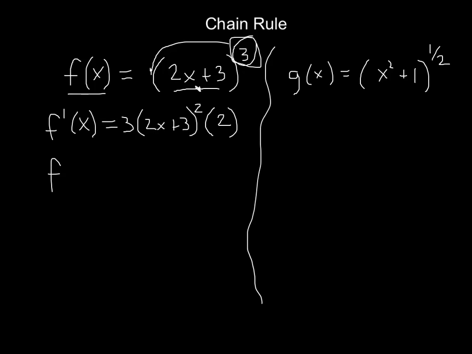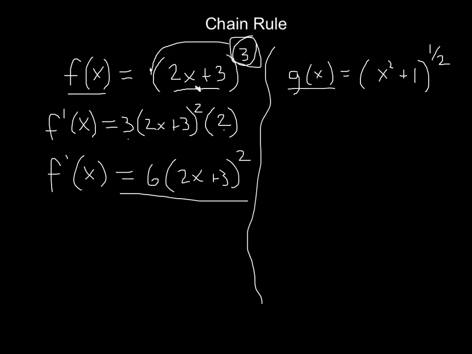And to simplify, we want to combine what we can. So f prime of x would equal 3 times 2, which is 6, times (2x plus 3) squared. No need to FOIL out or anything. So that is the derivative of f of x.